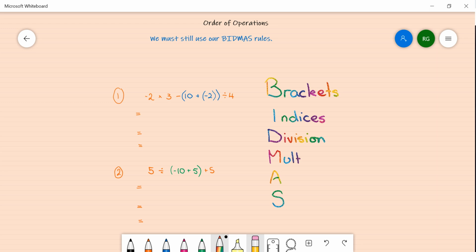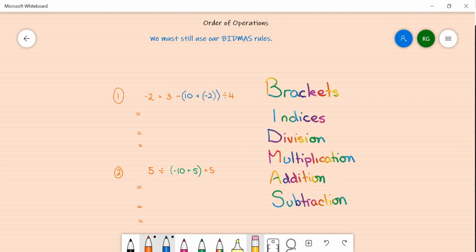M is multiplication. Now, I think I'm just telling you what you already know. Addition and subtraction. Okay, we know all of that stuff. So let's go through a couple of examples.